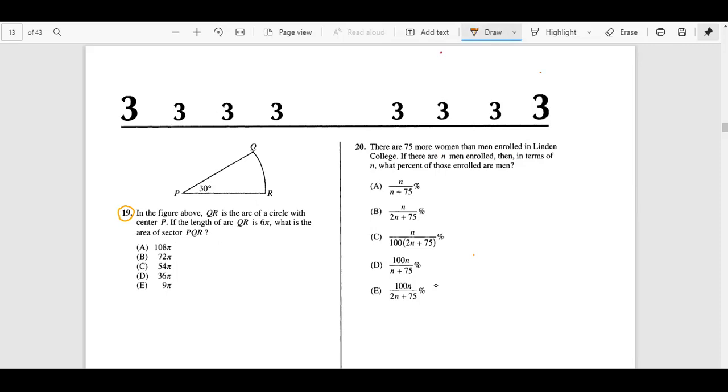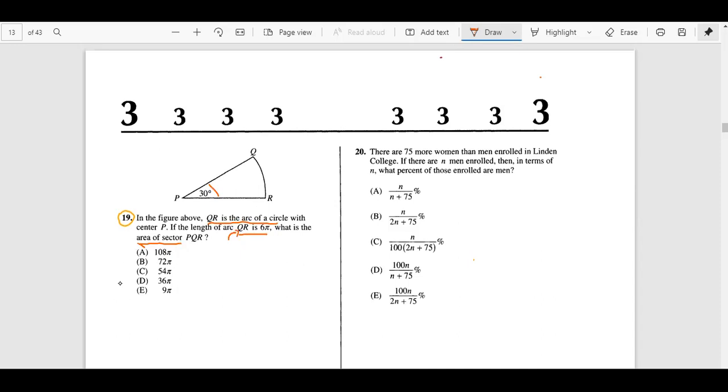Okay, so in the figure above, QR is the arc of a circle with center P. If the length of arc QR is 6 pi, what is the area of the sector? So we need to find the area of the sector, right? For this area, we need this angle which has been given, and we need the radius, but we do not know the radius. For finding the radius, we need to use this arc length.